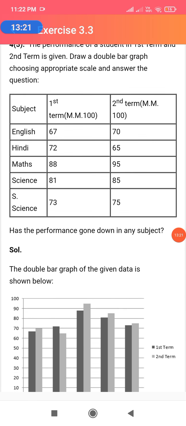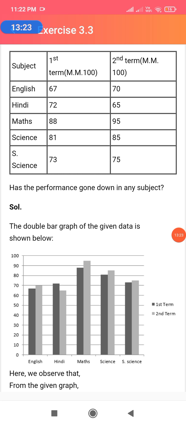Next question, has the performance gone down in any subject? Yes, it has gone down in Hindi because the second term has lower marks than the first term.